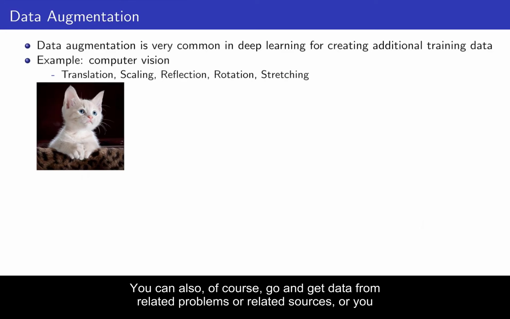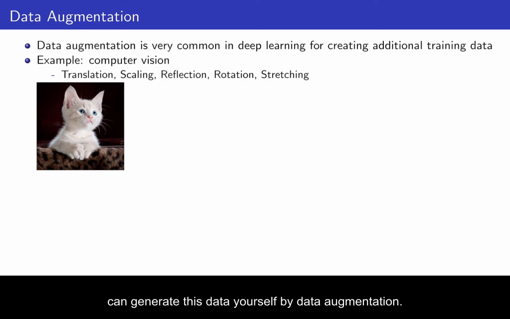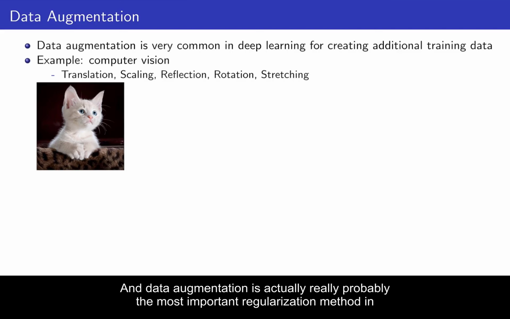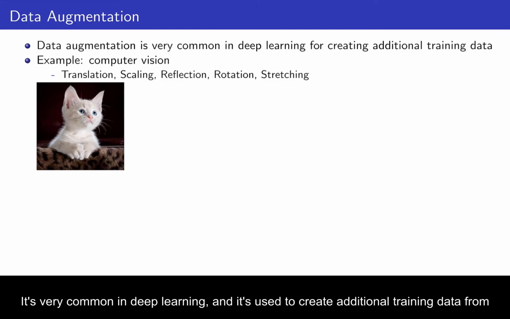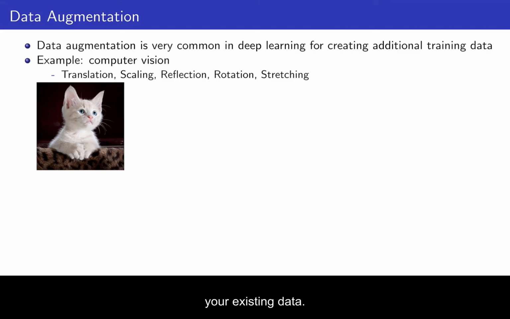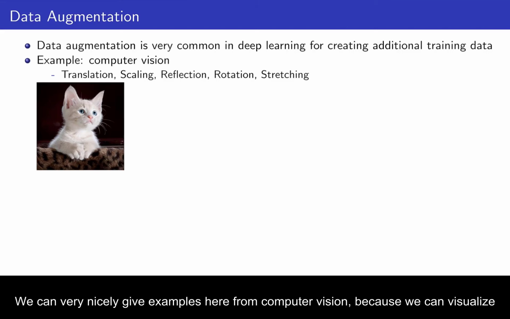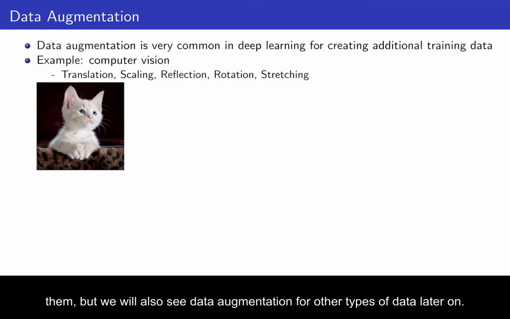You can also, of course, go and get data from related problems or related sources, or you can generate this data yourself by data augmentation. And data augmentation is probably the most important regularization method in deep learning. So what is data augmentation? It's very common in deep learning, and it's used to create additional training data from your existing data. We can give examples here from computer vision because we can visualize them, but we'll also see data augmentation for other types of data later on.